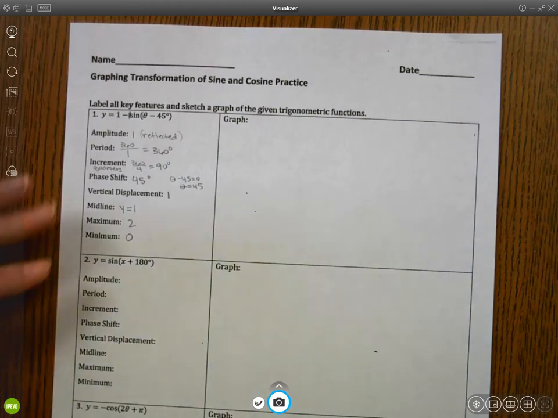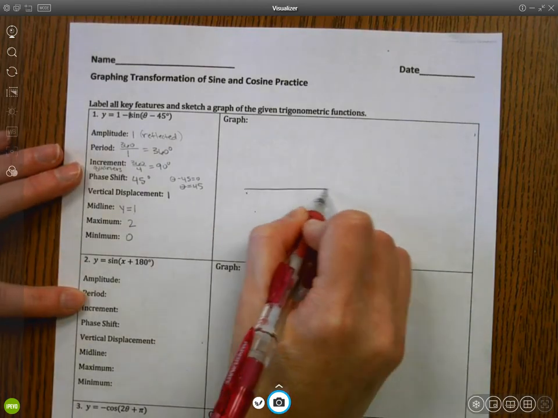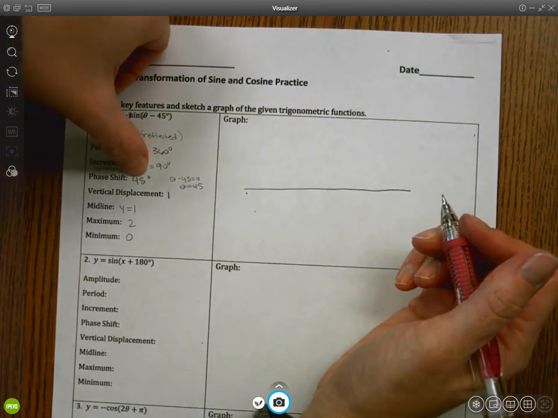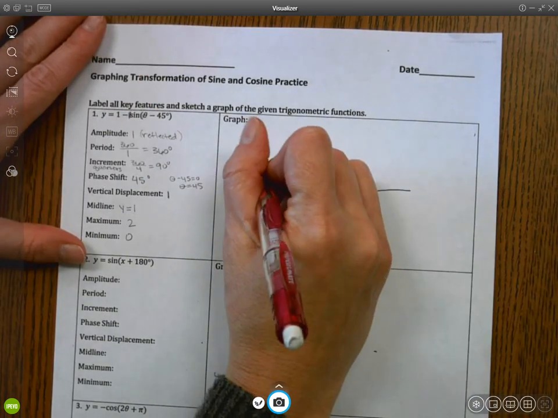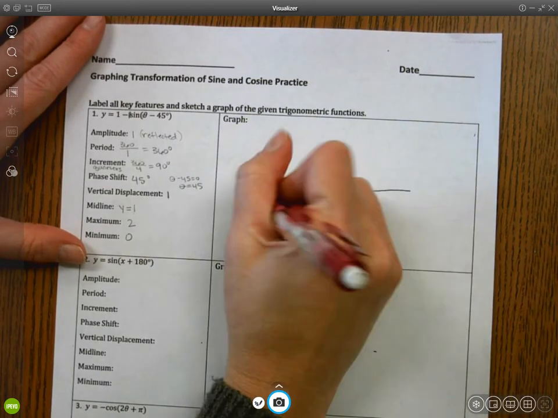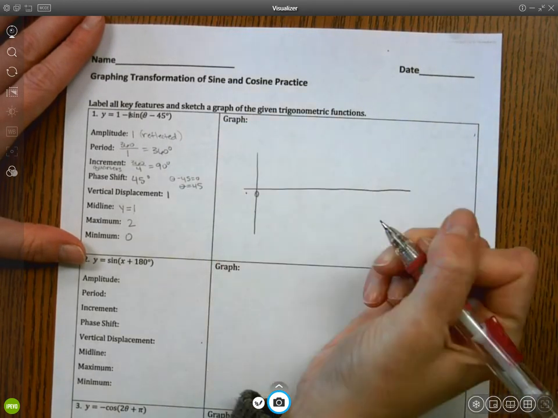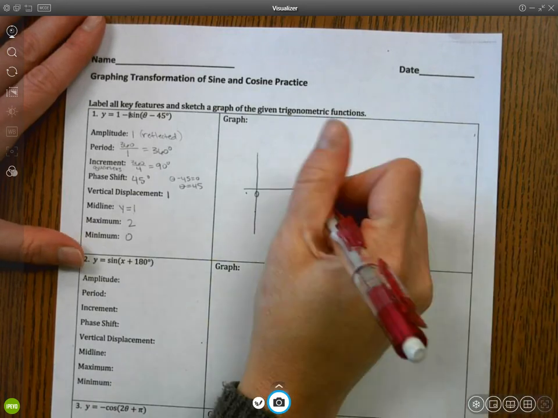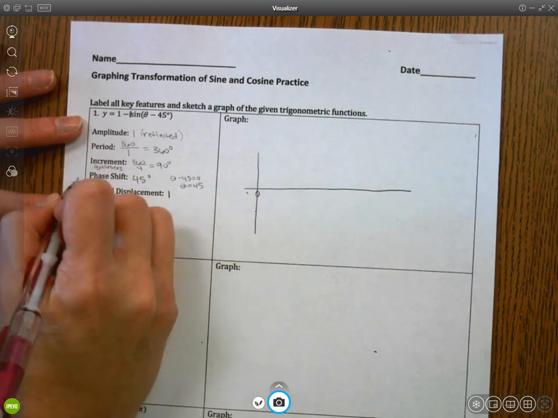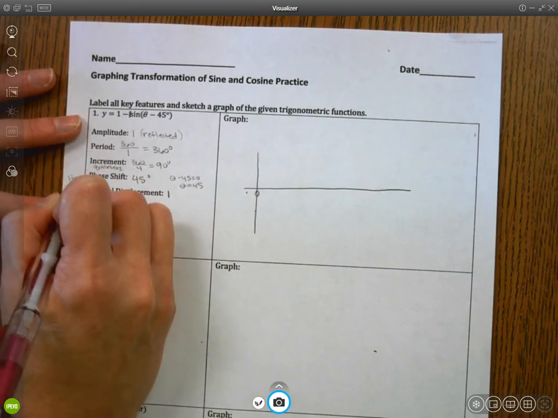All right, so to get a graph, we need an x-axis. We are going to have a positive phase shift, so we can put our x-axis over here. So this is 0. To label your x-axis, you're going to start with your phase shift number.